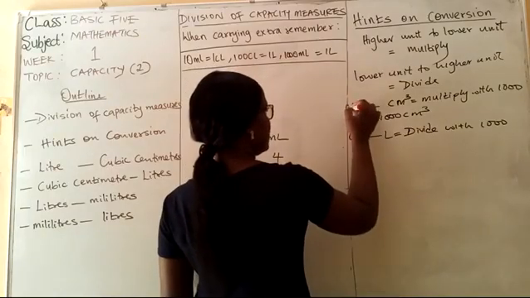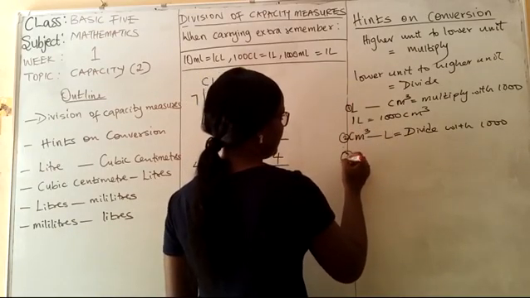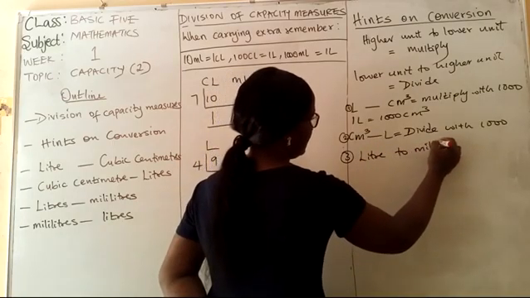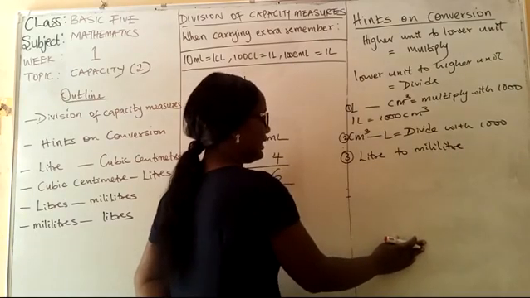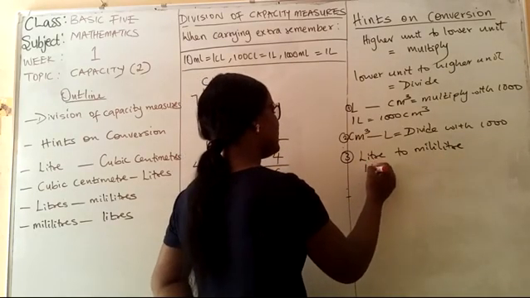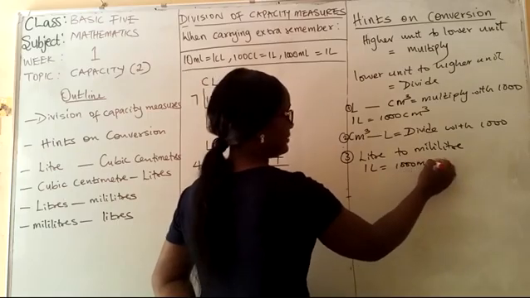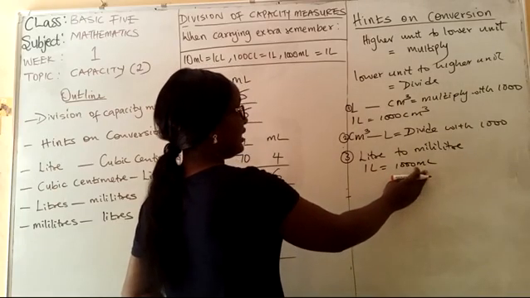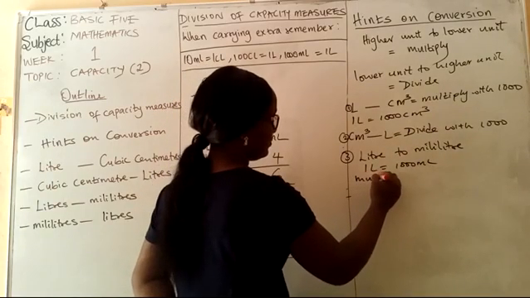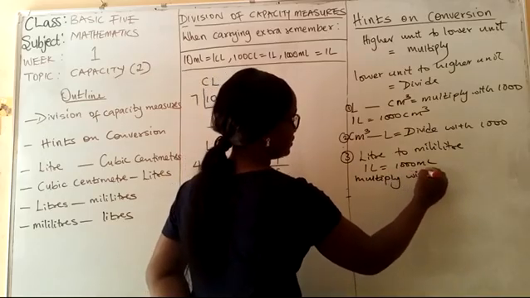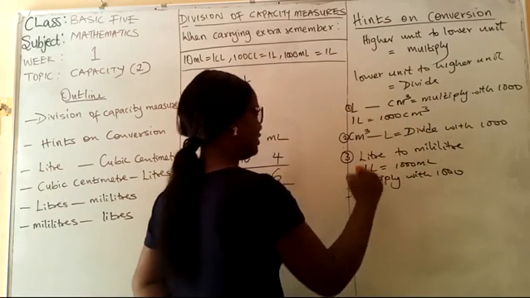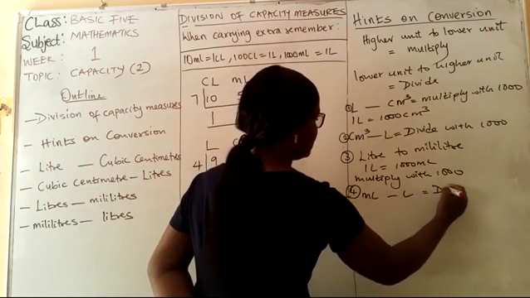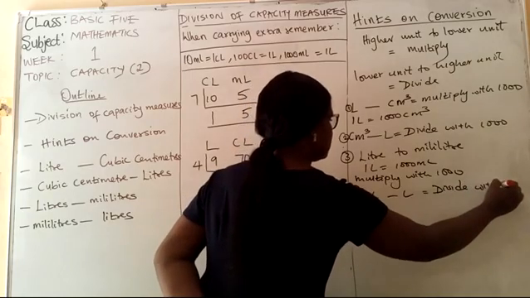Okay? This is 1, this is 2. Hint number 3, while converting from liter to milliliter. Remember 1 liter is equivalent to 1000 milliliter. Okay? And this is a higher unit, this is a lower unit. So again, we multiply with what? 1000. The other way around, when you're converting from your milliliter to liter, you simply divide with what?